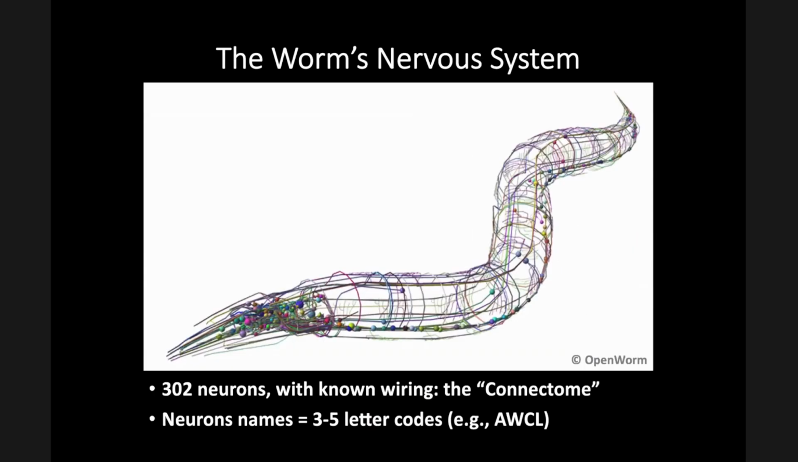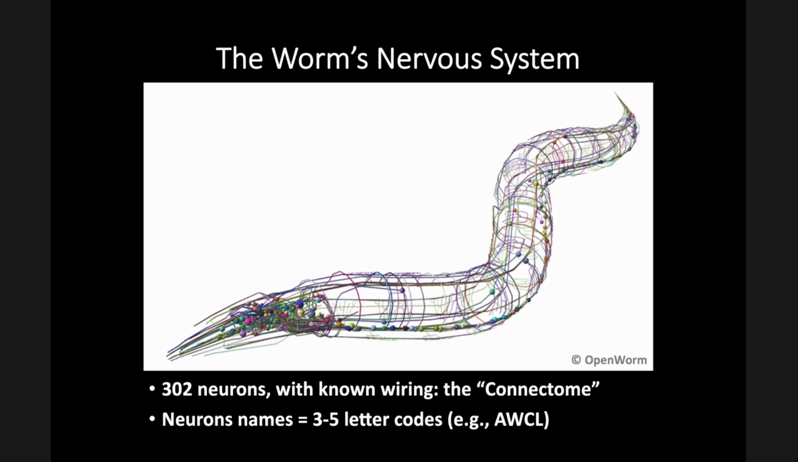And I'm particularly interested in the worm's nervous system. The adult hermaphrodite has 302 neurons, and the wiring is known. We call that the connectome. So we know the synaptic connectivity between all these neurons now throughout a variety of different ages. That's been built in through recent work. And so we know how this nervous system is wired.